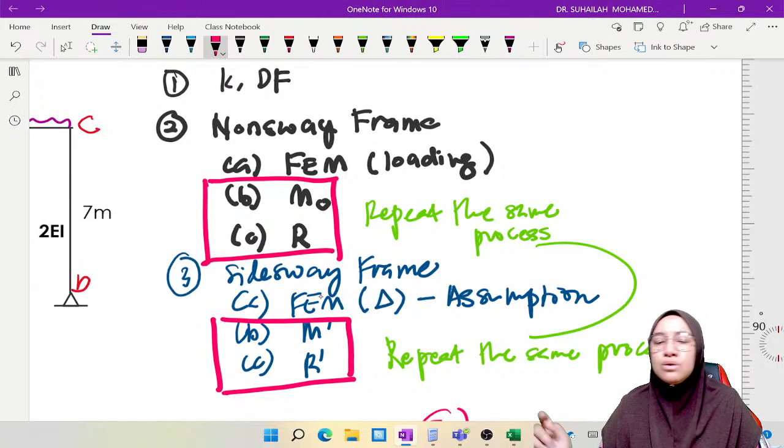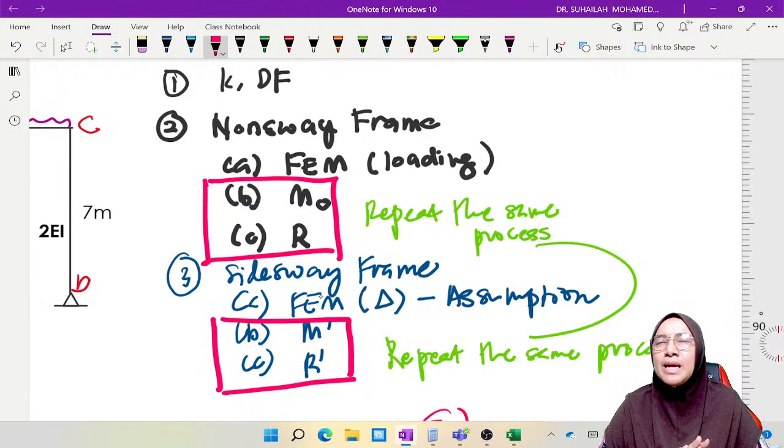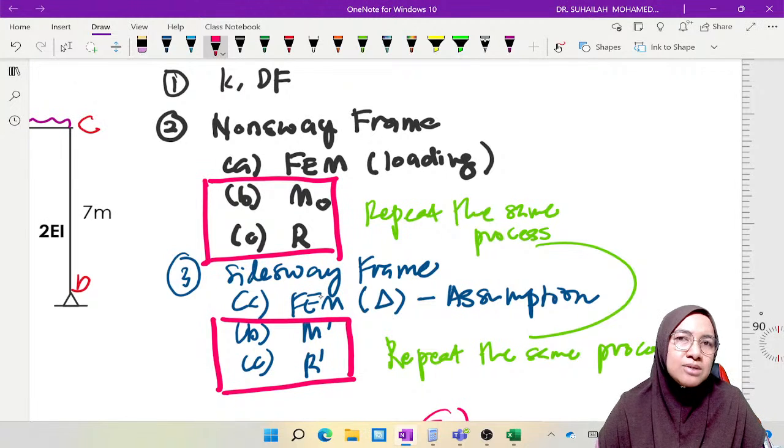Okay, so the group now at 9.10, those who have no class can stay, those who have class can move to the next class. So we will continue again at 10. So take 5.